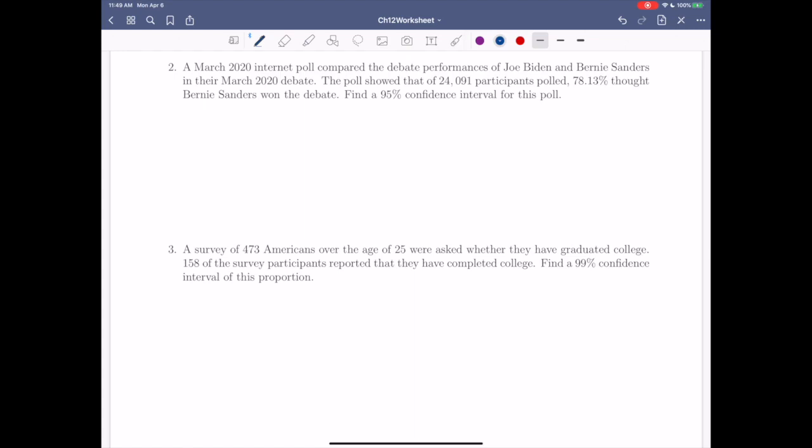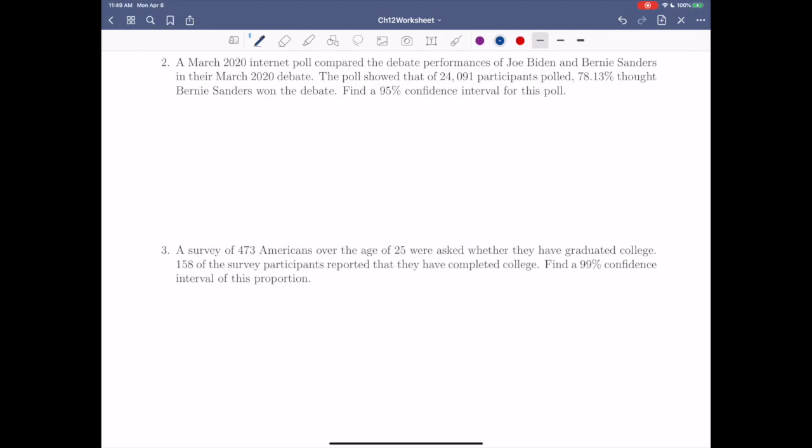A March 2020 internet poll, I'm sure it was a super reliable poll, probably not, just kidding, compared the debate performances of the two major Democratic candidates, Joe Biden and Bernie Sanders, in their March 2020 debate. The poll was of 24,091 participants. Of those 24,000 plus participants, 78.13% thought that Bernie won the debate.